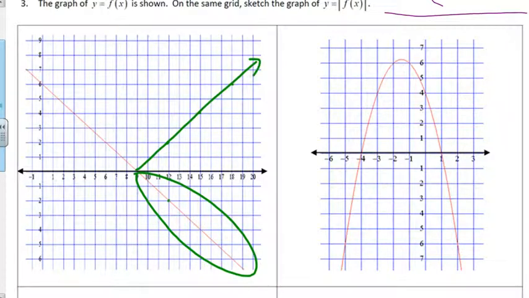And so the red branch of the graph that's to the right, that's below the axis, is reflected so that it becomes up above the axis, right? In other words, all of these negative y values become positive y values. So the negative 2 becomes positive 2. The negative 4 becomes positive 4. The negative 6 becomes positive 6.